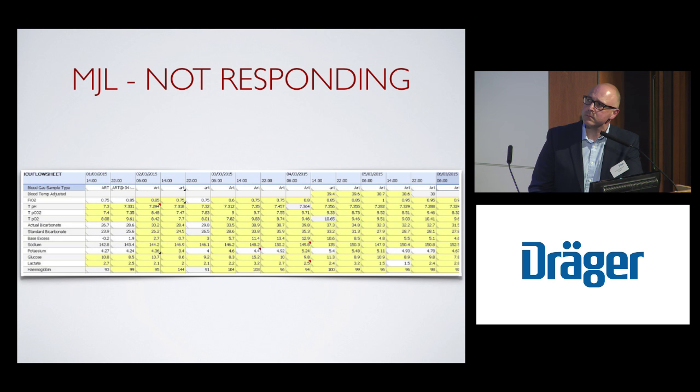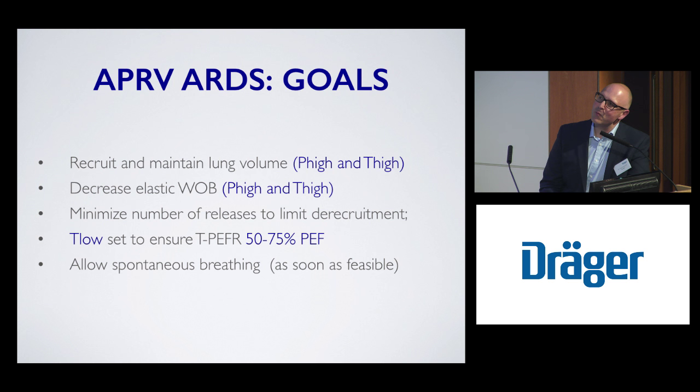So I was just going to say something about goals, if it's okay. I think the goals that we want to achieve are to recruit and maintain the lung volume. We'll do that using a time pressure product, so the higher pressure for a longer period of time. And what we want to do is decrease the elastic work of breathing, and we can achieve that with a slightly higher pressure, and that goes back to the question that Luis just mentioned earlier on. And we would like to minimize the number of releases, because obviously every time we release the lung, we create some sort of recruitment, de-recruitment. There is a specific way to set the T low, so we minimize the deflation of the lung.